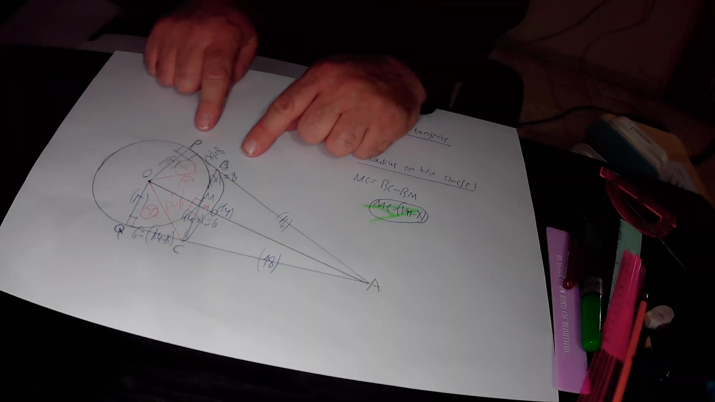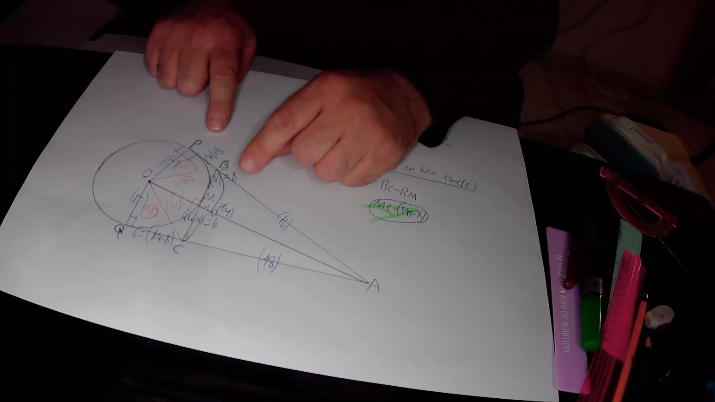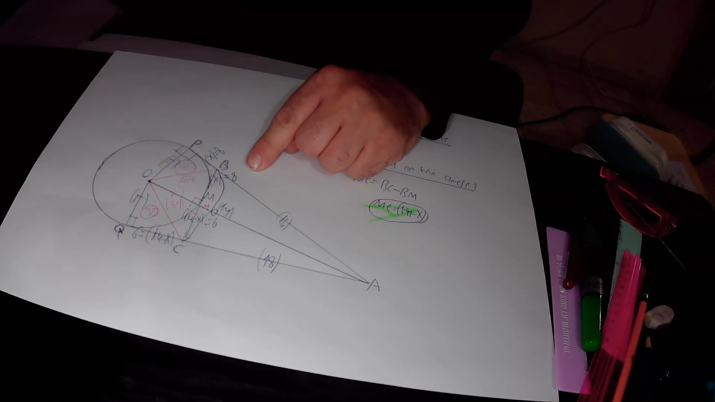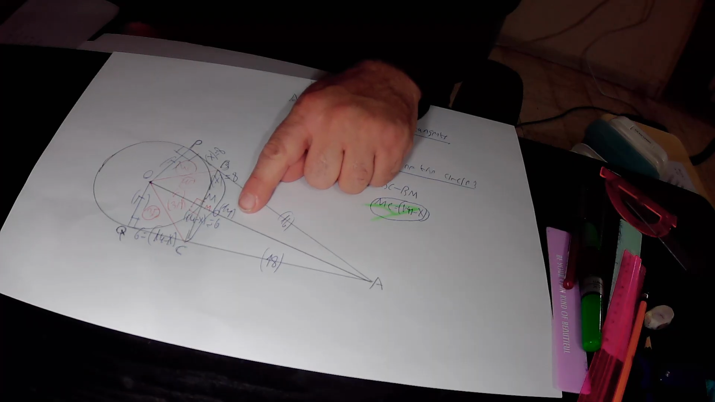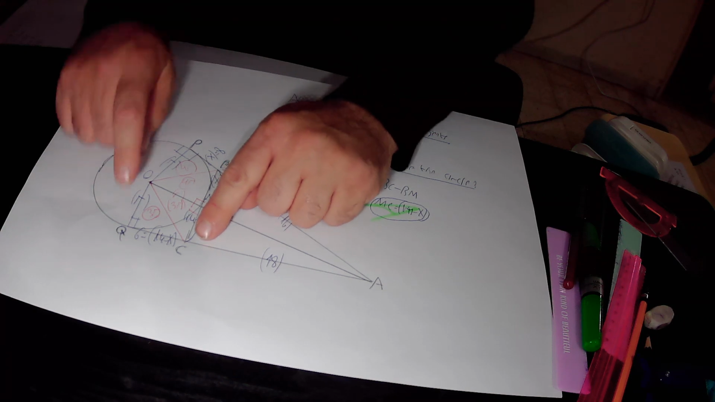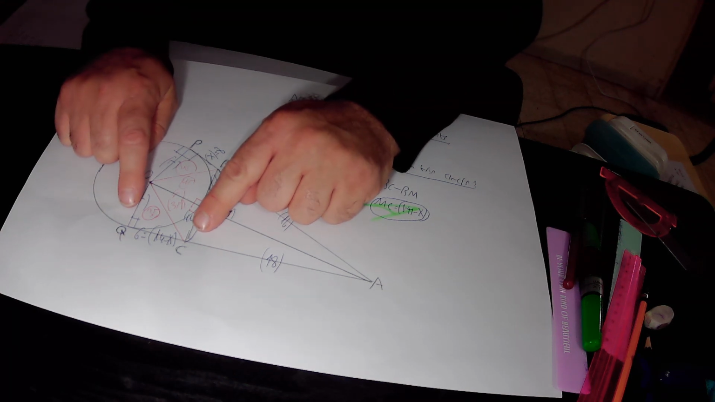PV equals x, and x equals 8. Likewise, BM also equals x, and x equals 8. Likewise, here MC equals 14 minus x. 14 minus x is 14 minus 8. This is 6. Likewise, CQ also equals 14 minus x. This is 6.